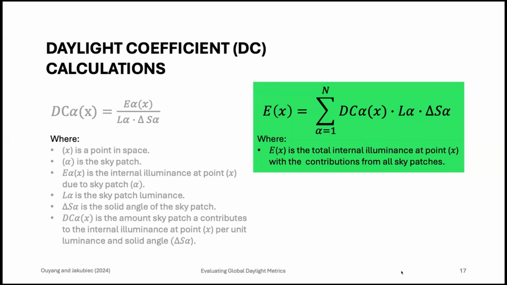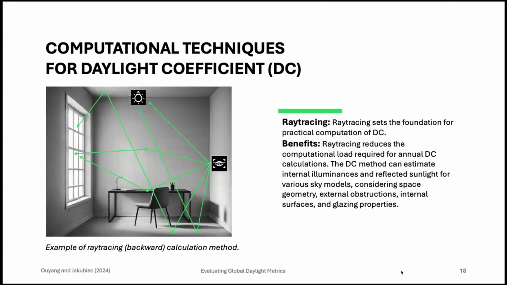To find the total internal luminance EX at a point X, we sum the contributions from all the sky patches. The equation means that we take the daylight coefficient for each sky patch and multiply it by the luminance and solid angle of that patch, and then sum these values for all the patches.